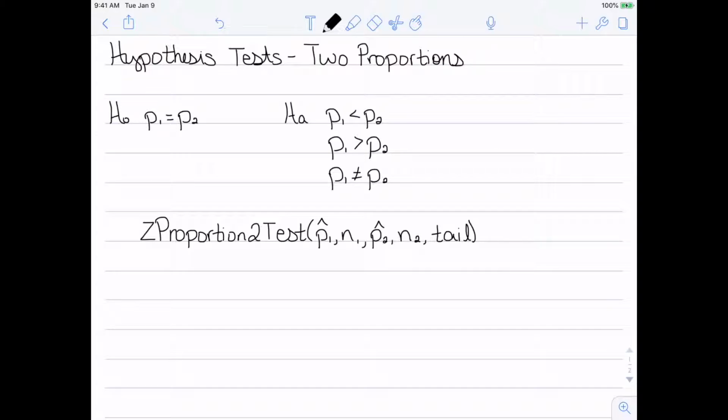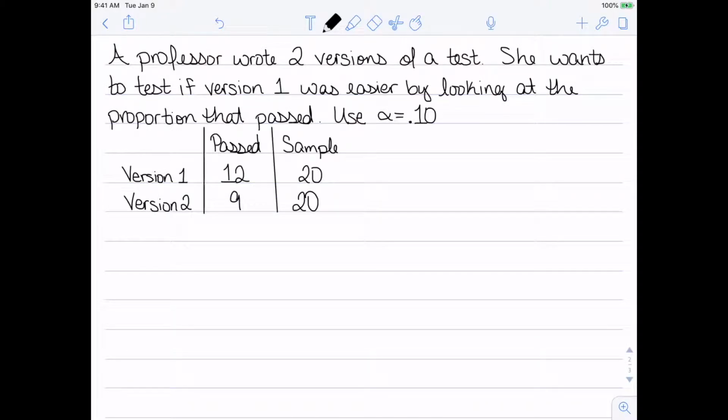So let's look at some examples. A professor wrote two versions of a test. She wants to test if version 1 was easier by looking at the proportion of the students that passed the exam. We're going to use alpha equal to 0.1. So this table gives us the information about the two versions. The first is the number of people in our sample that passed, and then the second is the size of the sample.